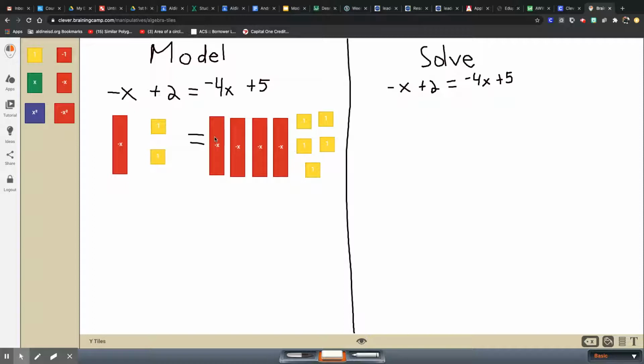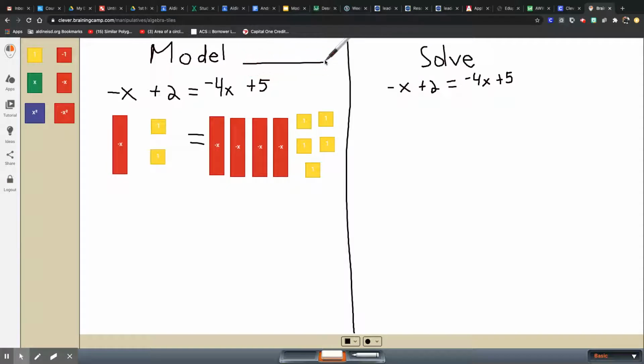So if I look, I've got variables on both sides of my equal sign. So my first step, I want to get all of my variables to one side of my equal sign. To do that, I need to either cancel out this negative x or cancel out this negative 4x. The easiest way to do this is to cancel out the side that has the least amount of x's.